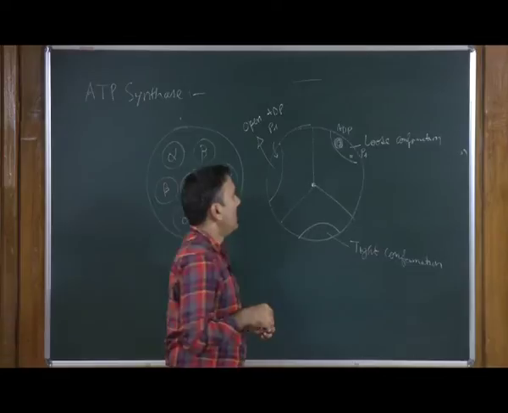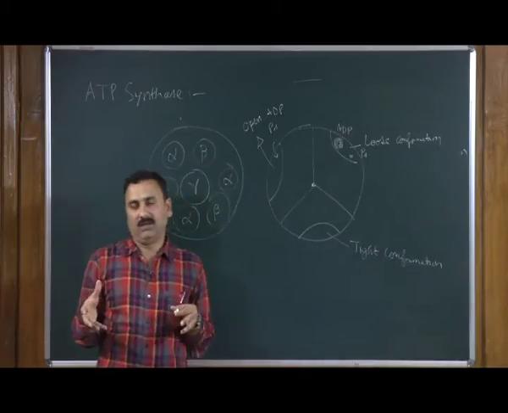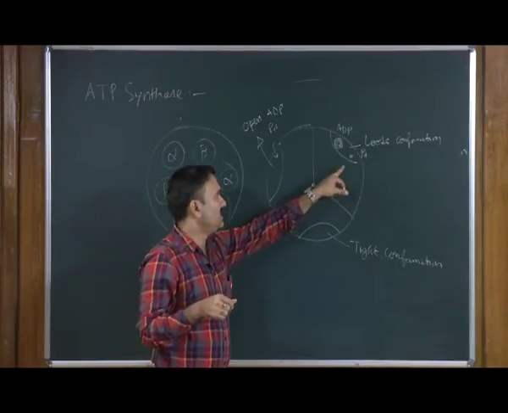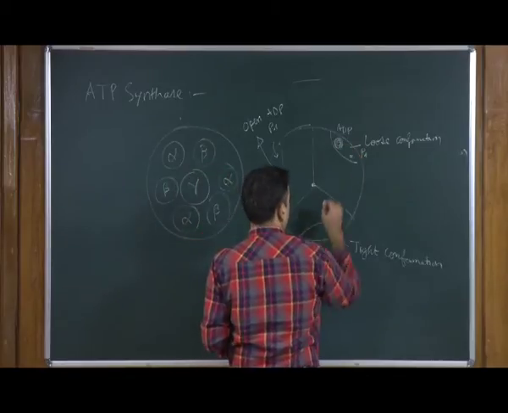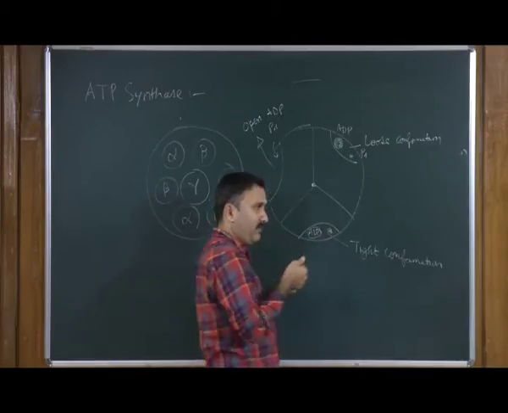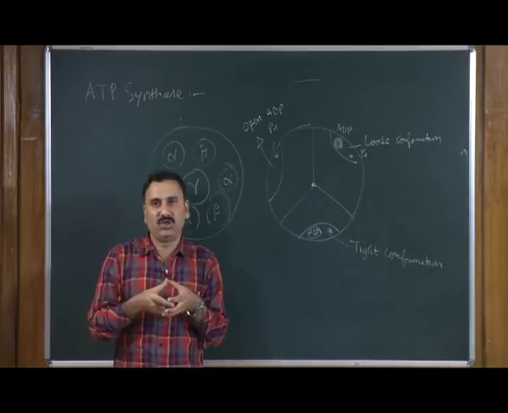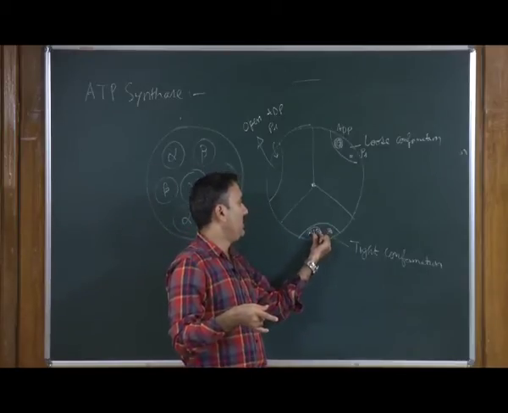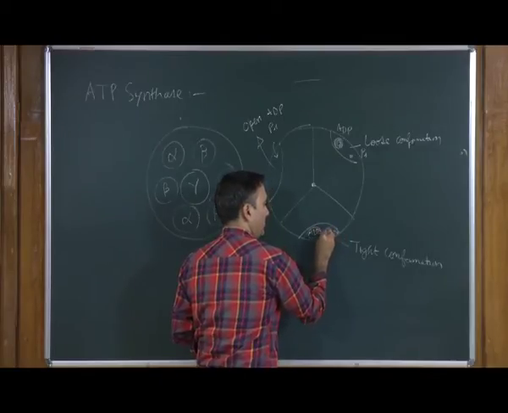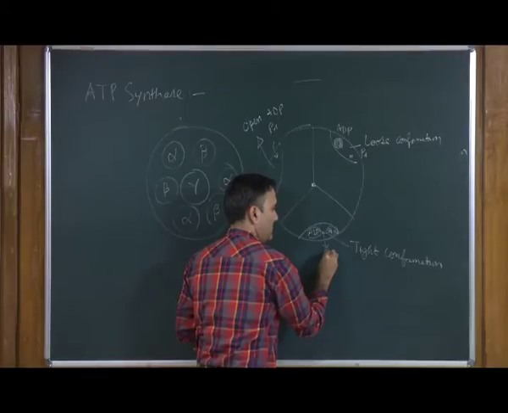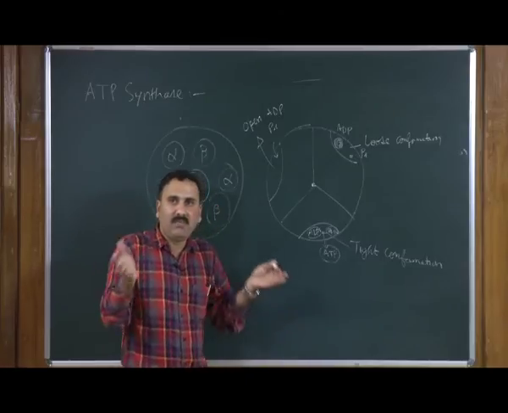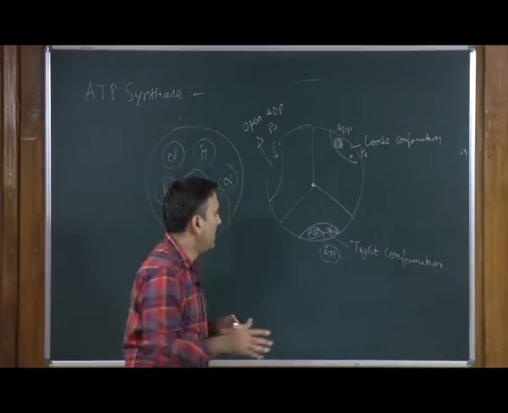Okay. As soon as they bind to the loose binding site, the gamma subunit again induces the conformational change, and as a result these two molecules come and bind here in a tight conformation, and once they bind in a tight conformation, the coupling reaction takes place between the ADP and Pi, and they combine and generate the ATP.